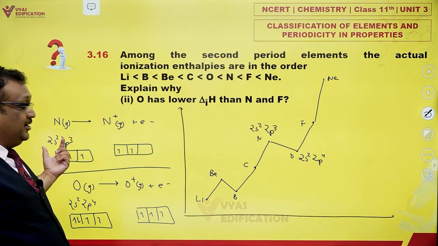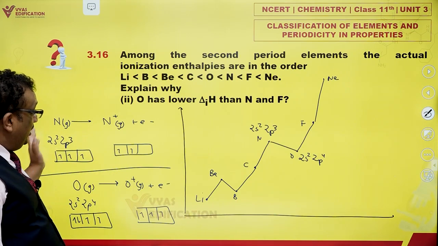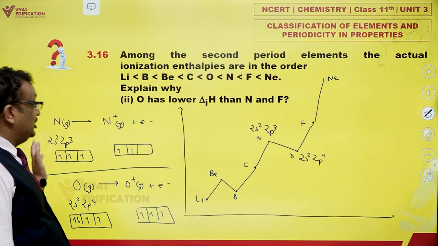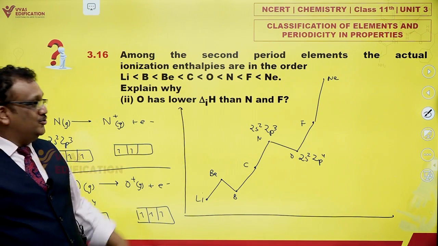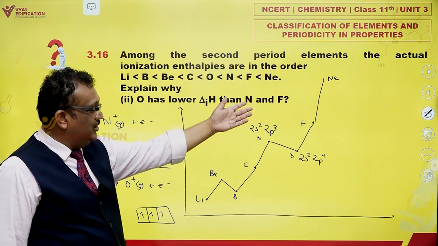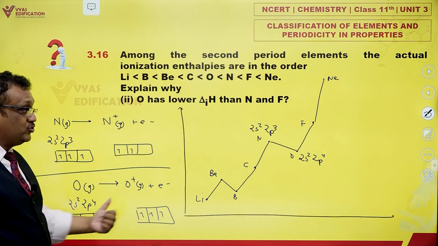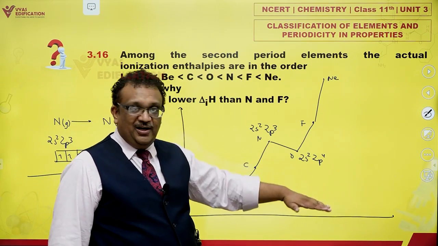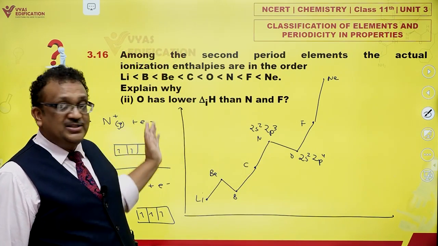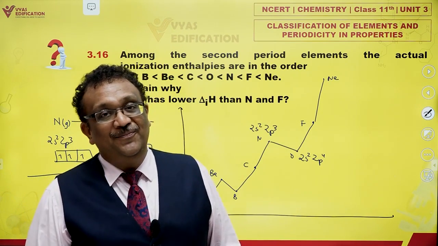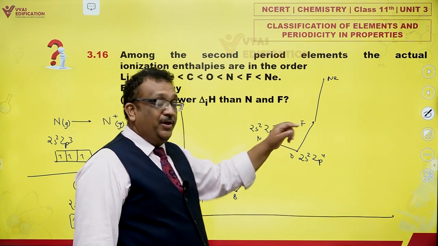In the case of nitrogen, it is worse. Not only have you taken an electron away, you have also destroyed the extra stability. So that makes it more difficult for nitrogen. So it's a little more than expected, and that makes it somewhat easier for oxygen. So it is a little less than expected, and that is why O has a slightly lesser ionization energy than nitrogen.